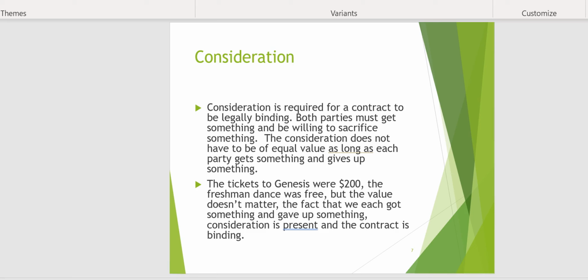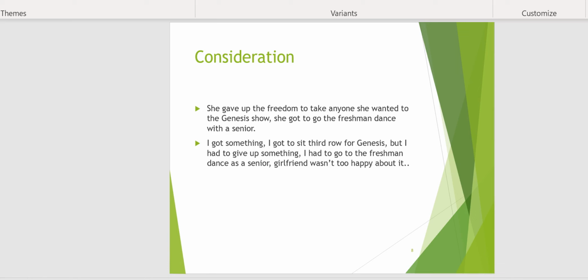But the value doesn't matter. The fact that we each got something and gave something up, then there was consideration present. And if there's consideration present, then the contract is legally binding. The CPA exam loves the fact that there has to be consideration present and that the value doesn't have to be equal. Was there consideration present to both?